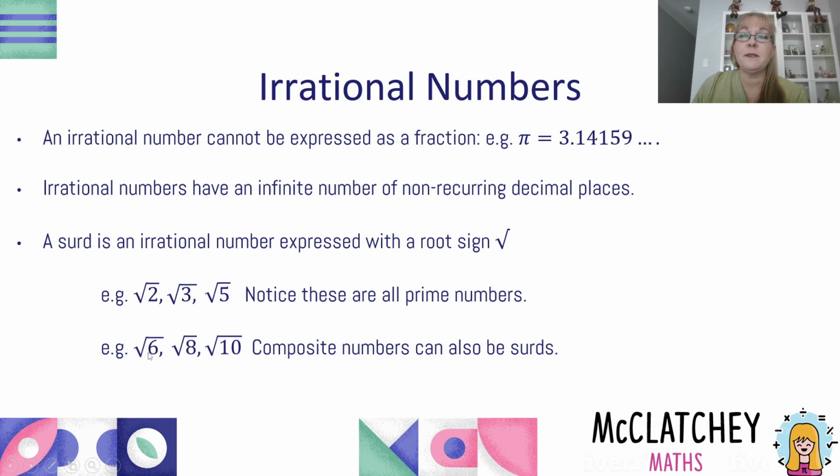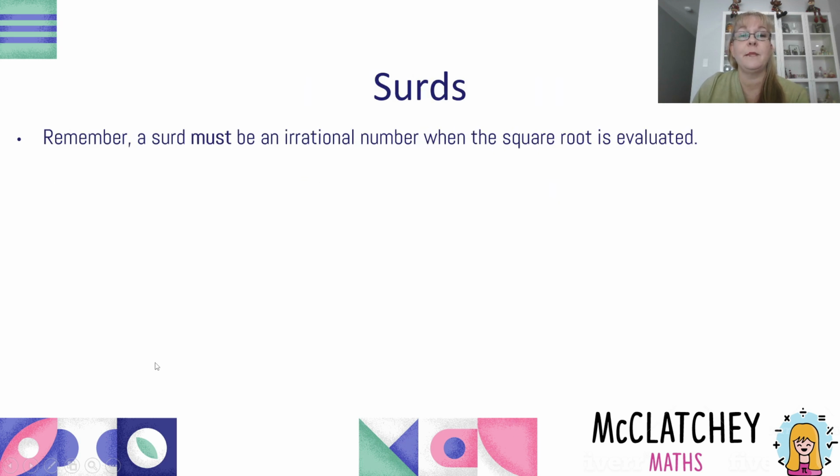Like 6, for example, is 3 times 2, and 8 is 4 times 2, and 10 is 5 times 2. So these are all composite numbers, but they're also all surds, because when we take the square root of these numbers, there will be that infinite number of non-recurring decimal places. So what we need to remember is that a surd must be irrational when we evaluate the square root.